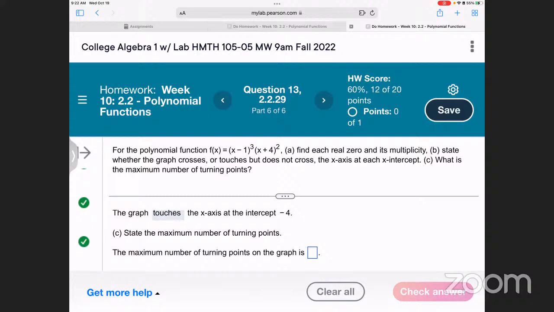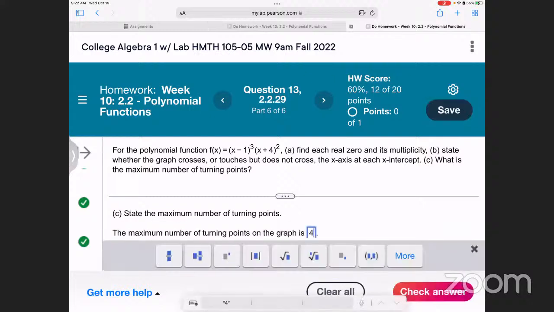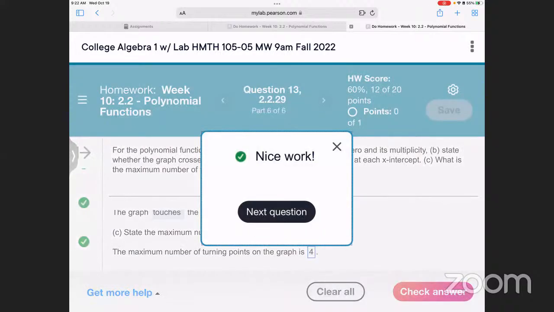So with this, if we were to expand this all the way out, we would have an x cubed term times an x squared term. These are the highest powers for each of those binomial factors. X cubed times x squared gives us x to the 5th. So that means the degree of this polynomial is 5. If the degree of this guy is 5, then we have at most 4 turning points. Okay. That was a little bit of an adventure.